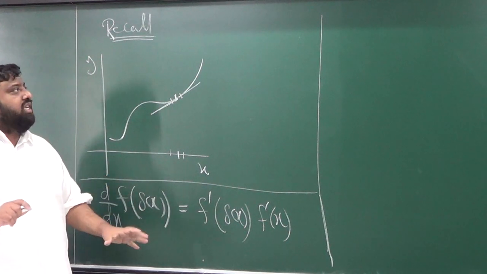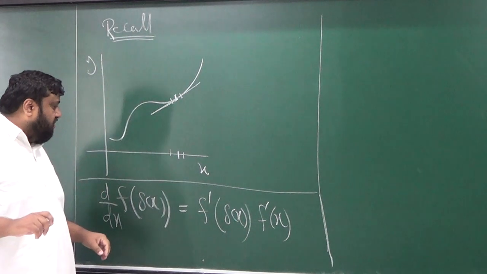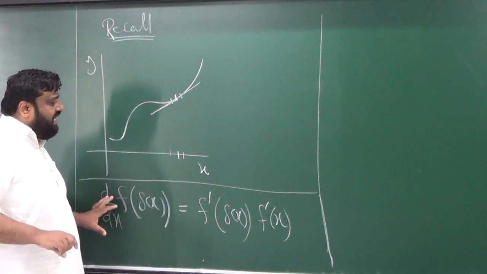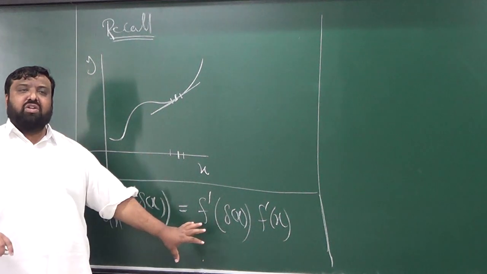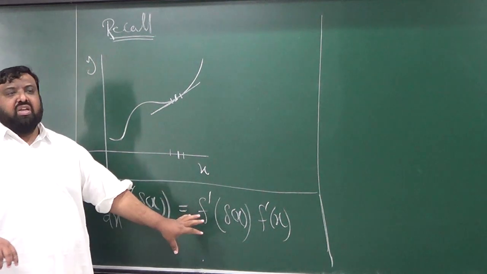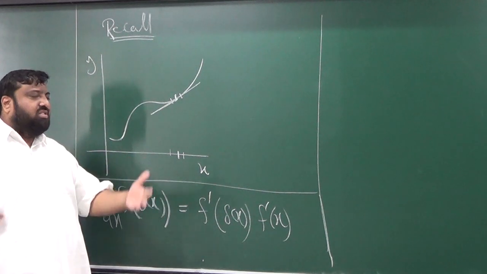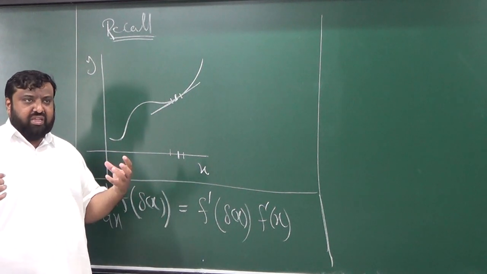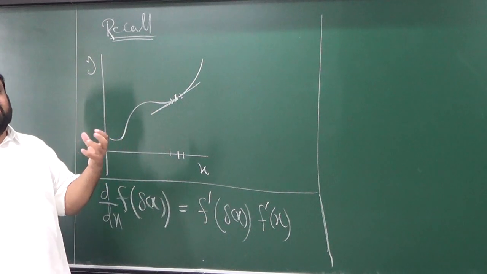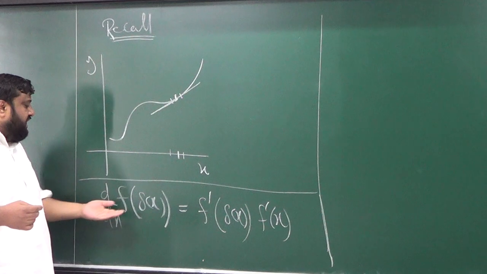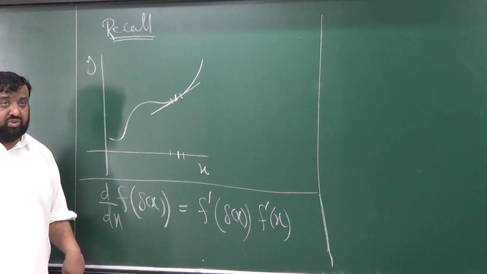And as a corollary to this result, we said that this is really the ultimate powerful result. No matter what kind of complicated function you take, you can always think of it as a composition of two functions. So if you want to differentiate the composition of two functions, that's how you do it.